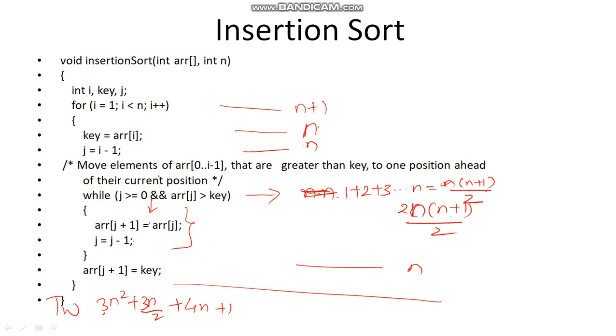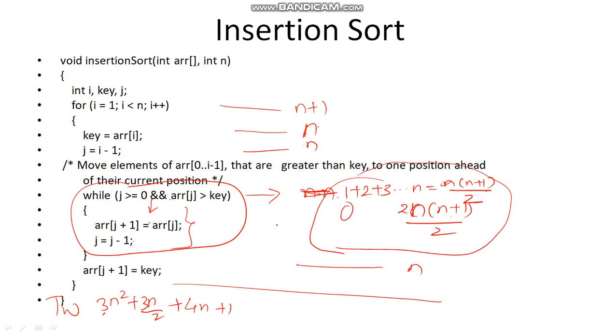In the best case, what is going to happen is, this is not at all going to happen. This will not happen, means none of the time this condition will be satisfied. That means the whole while loop becomes 0. If it becomes 0, what is remaining? This n, 4n plus 1, 4n plus 1. So see here the difference, n square and it is n.